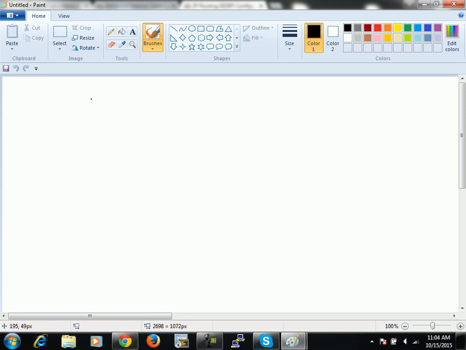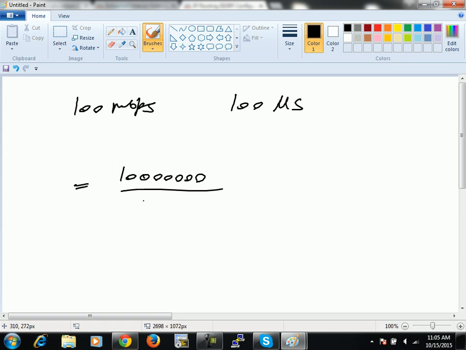Let's say there is an interface of 100 Mbps and its delay is, let's say, 100 microseconds, right? So the formula will be now 10 raised to the power 7, which means 7 zeros, divided by 100 Mbps, which means 100,000 kbps. 1 Mbps is 1000 kbps, so 100 Mbps means 100,000 kbps, right?